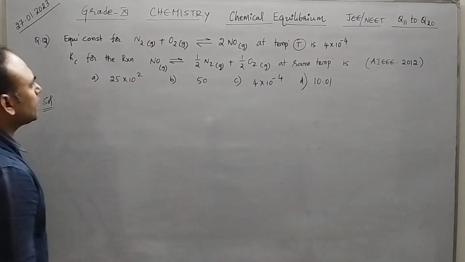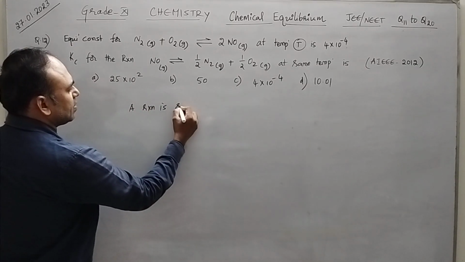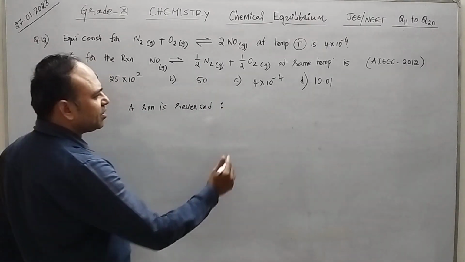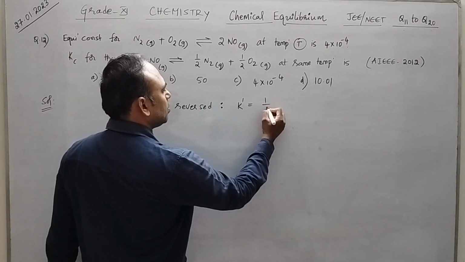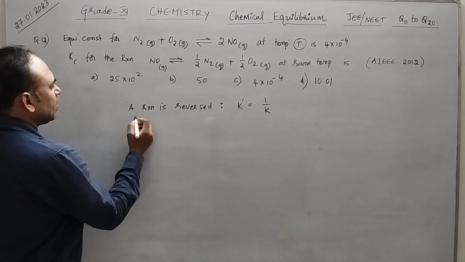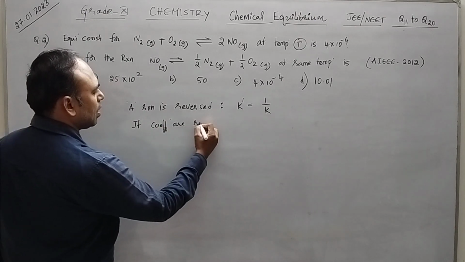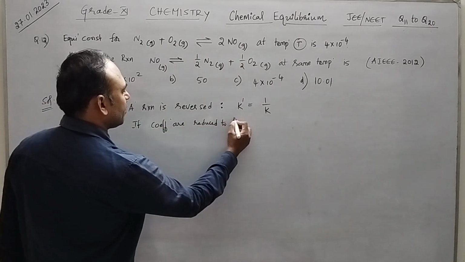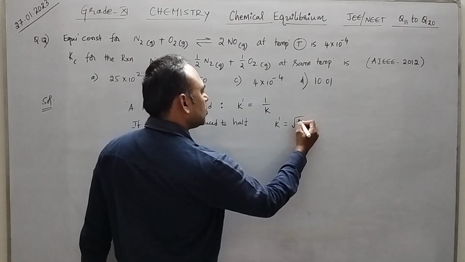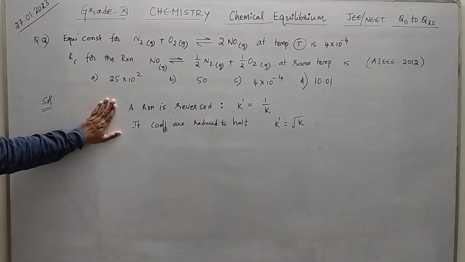So you know that if a reaction is reversed, we can write K dash is equal to 1 by K. Suppose another condition: if coefficients are reduced to half, we know that K dash is equal to root K. So this is the formula you have to apply here.